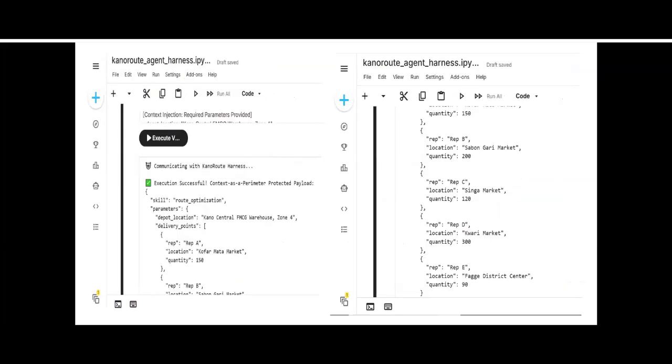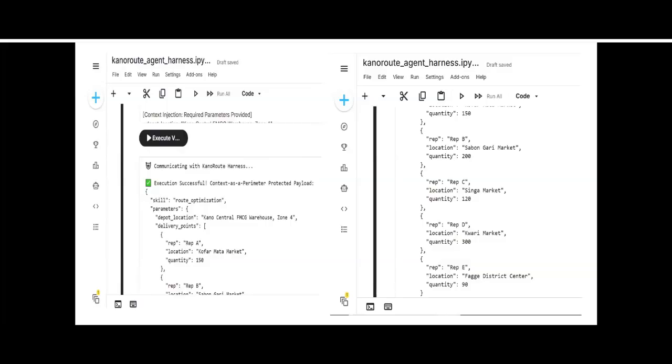Now, see what happens when we fulfill the context with concrete market coordinates and load parameters. The agent securely executes the loop, delivering a perfectly optimized dispatch manifest. It maps exact sequences for markets like Kofar Marata and Sabon Gari while completely adhering to our strict vehicle capacity bounds.